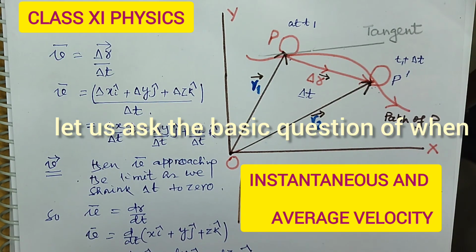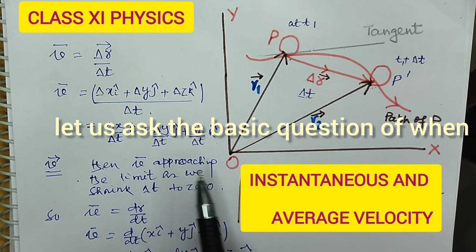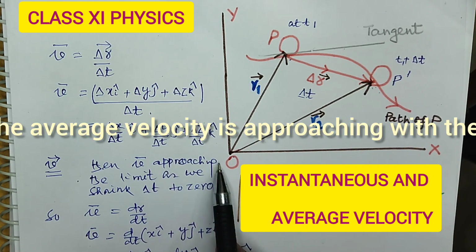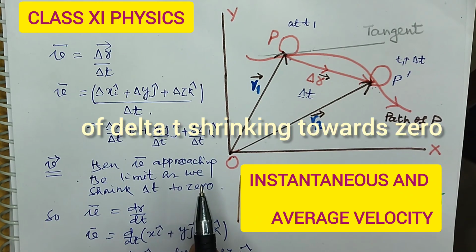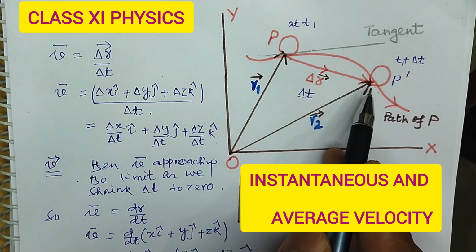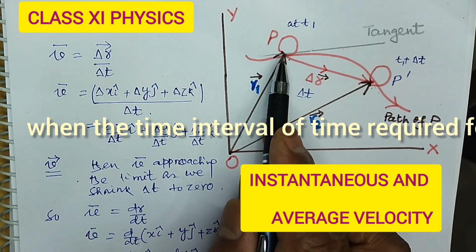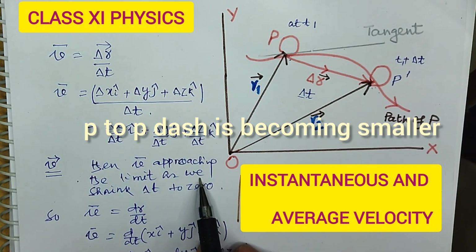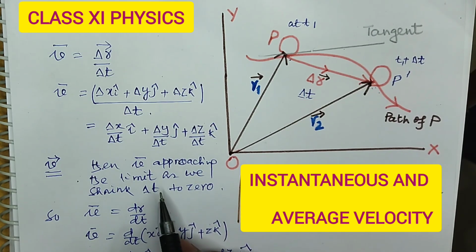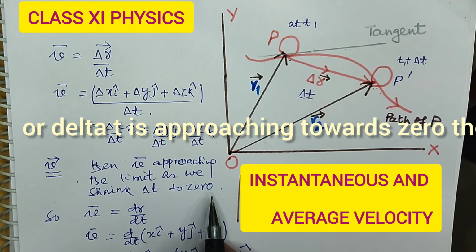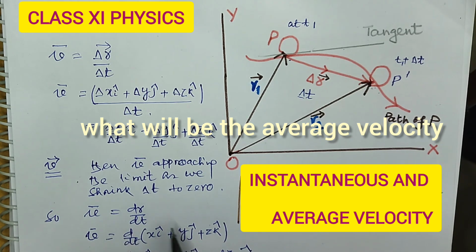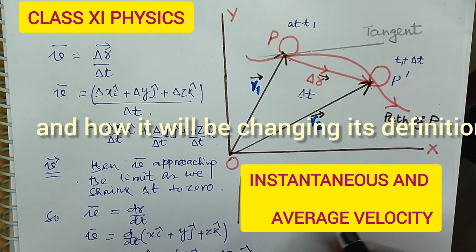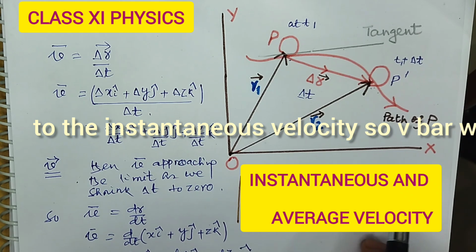Now let us ask the basic question: when the average velocity is approaching the limit of delta t shrinking towards 0, when the time interval required for P to P dash is becoming smaller and smaller, or delta t is approaching 0, we need to understand exactly what will happen to the average velocity and how it changes its definition to the instantaneous velocity.